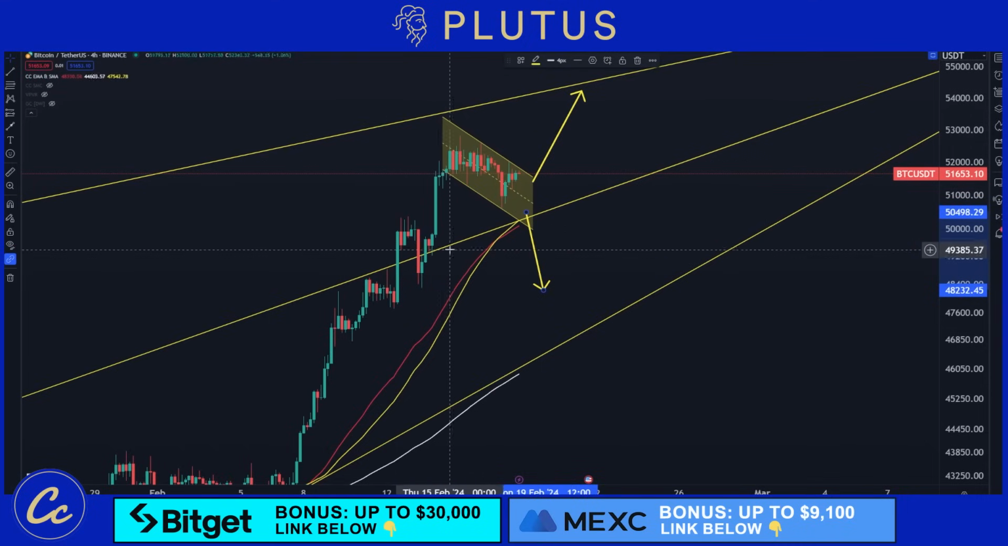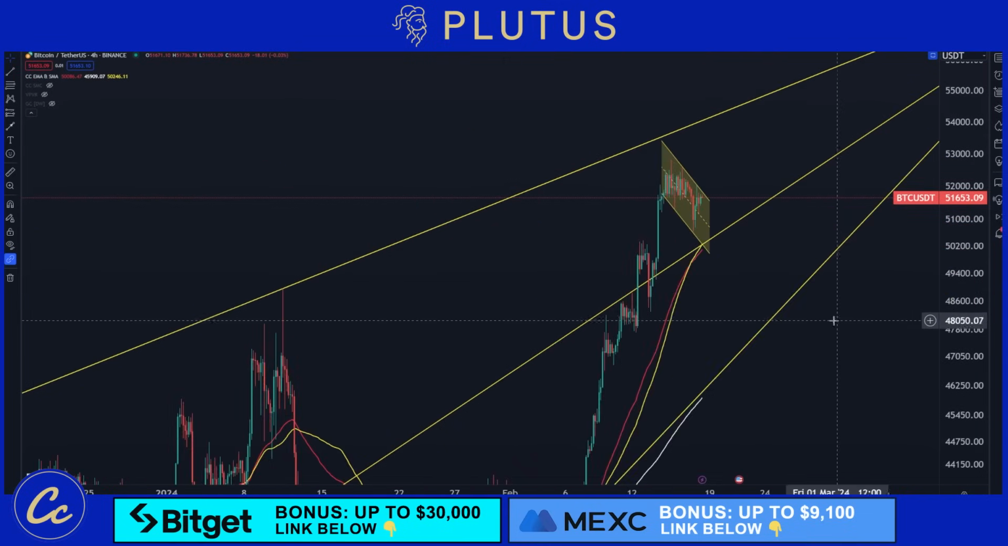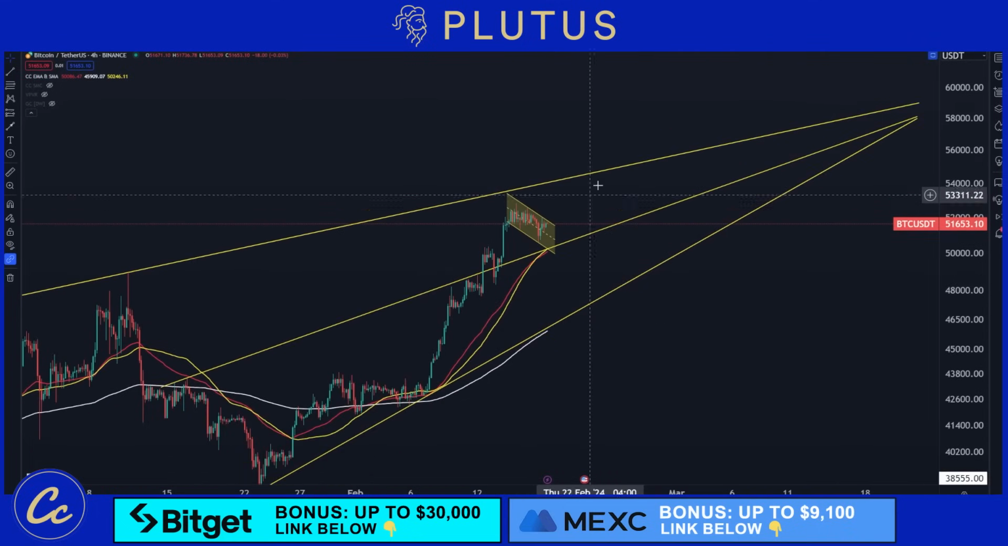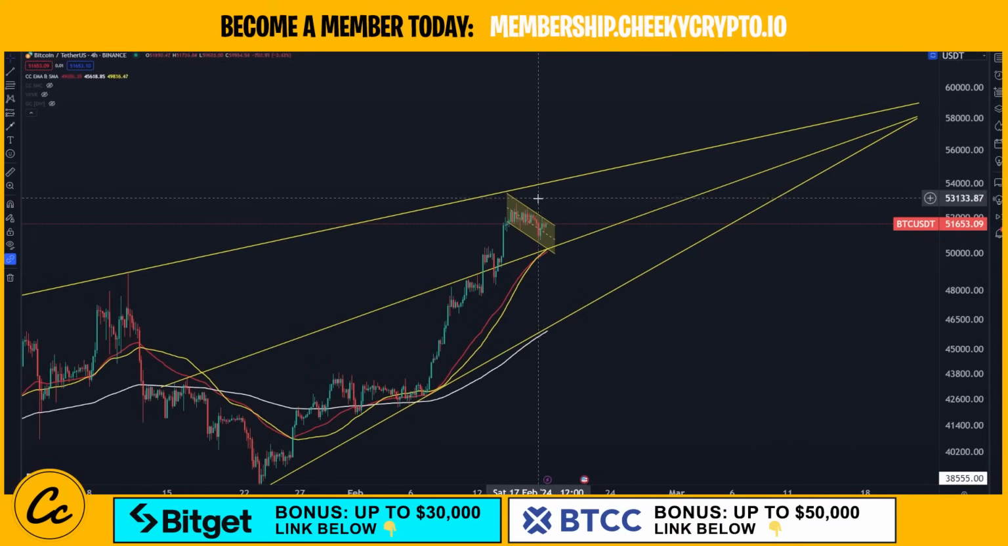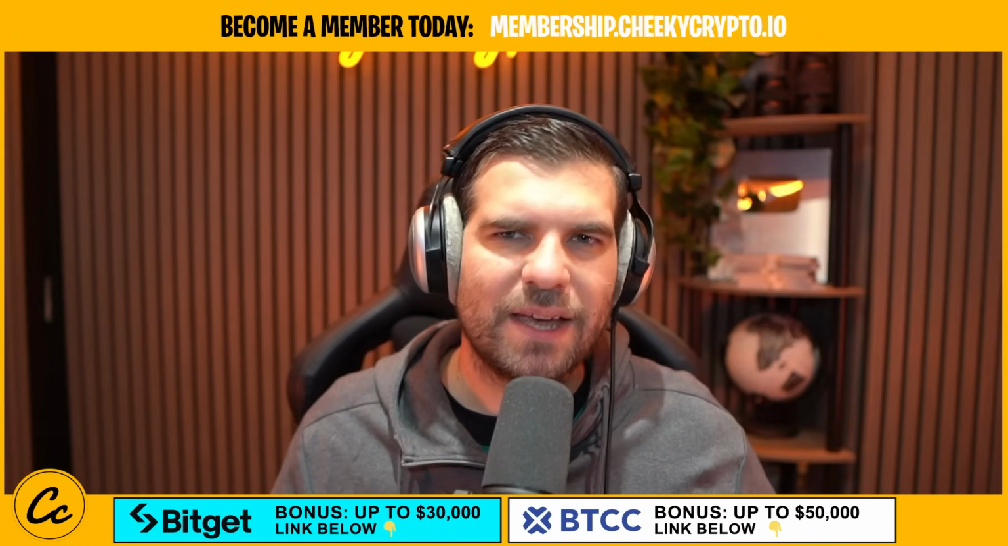Our main support levels here are this trend line and the 50 EMA, 50 SMA. Lose those and everything will have to be reassessed. So just bear in mind that everything's looking pretty positive. We have a high probability for a break to the upside toward $54,000 to $55,000. We have to be mindful that if we were to lose these lows around the 50 EMA, 50 SMA at $50,000, then of course that's going to change everything that we've just been talking about, and we'd have to reassess the charts.